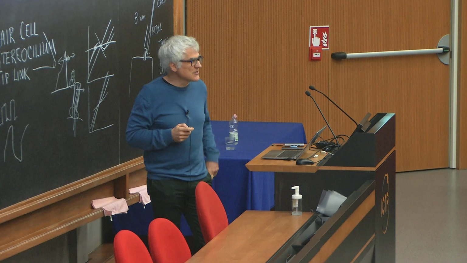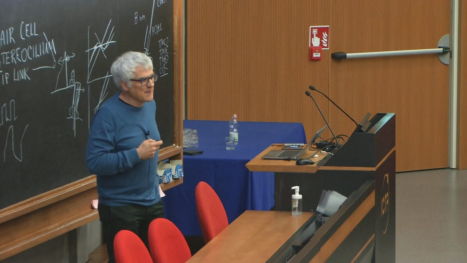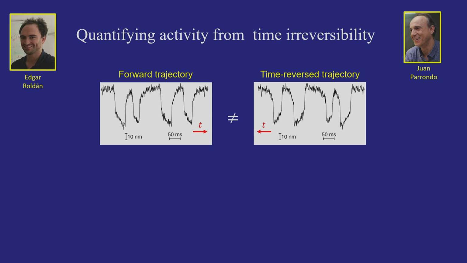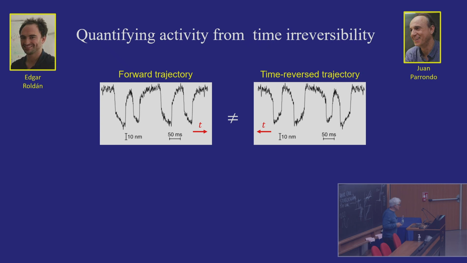As you know, because you're here, there has been over the past 10 years a lot of activity in the field of stochastic thermodynamics to estimate entropy production by active systems. In particular, Edgar Roldán and Juan Parrondo have developed an approach over the past 10 years that attempts to quantify entropy production from time irreversibility of trajectories in phase space. Juan will give a talk about the theoretical underpinning of the method.